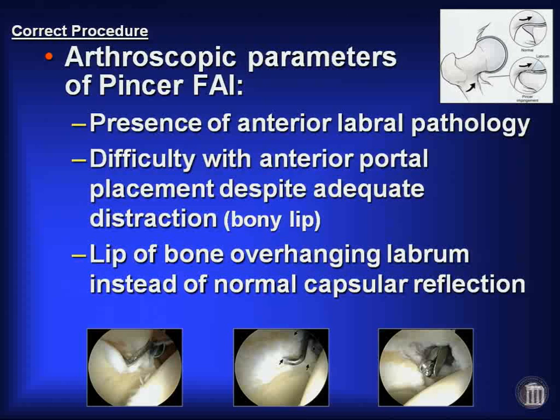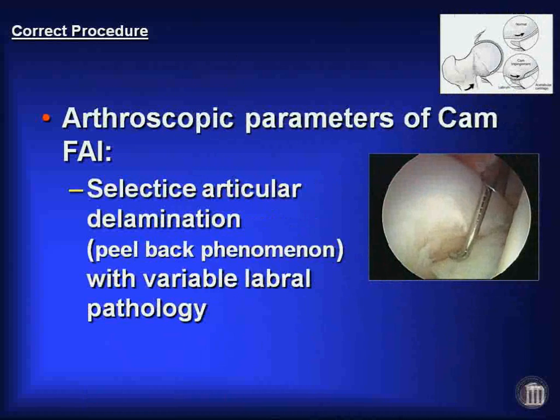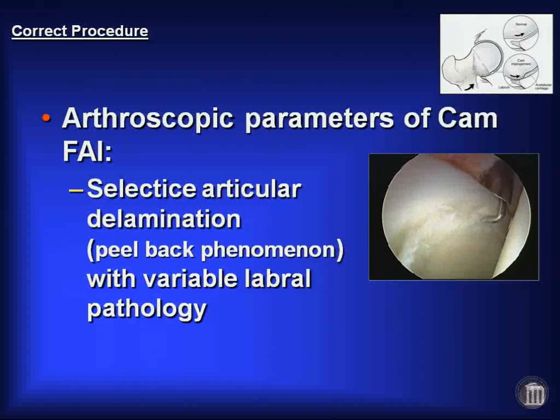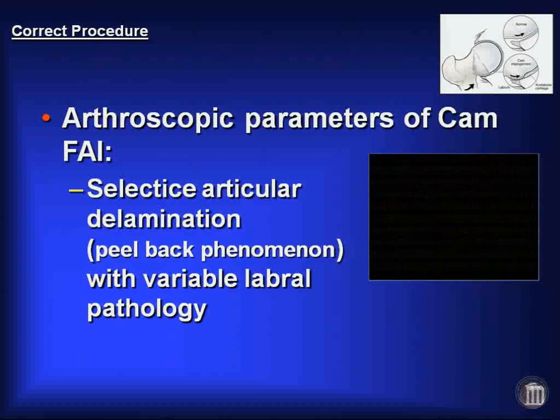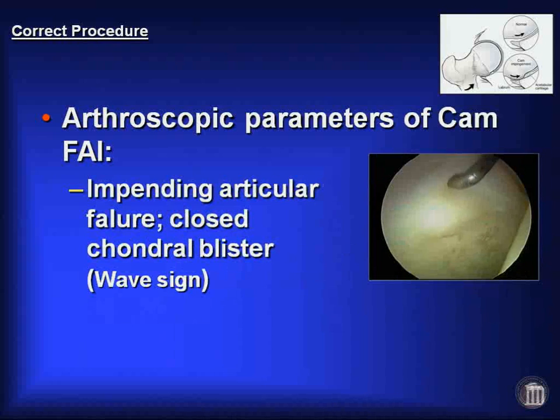With pincer impingement, you look for the labral failure that tells you they're getting in trouble and they have bone overhanging the labrum. With cam impingement, you get the articular delamination that tells you that this is failing from the shear effect of the cam impingement. But you don't have to wait to have a grade 4 lesion. Sometimes there can be a substantial subchondral blister, what's been referred to as a wave sign, an indication of a hip that's in imminent failure because of underlying cam impingement.